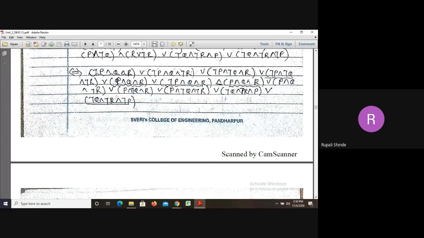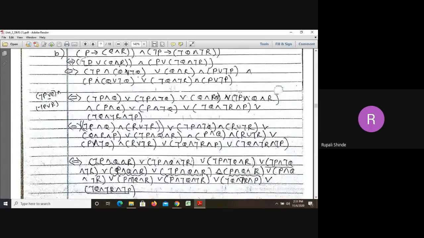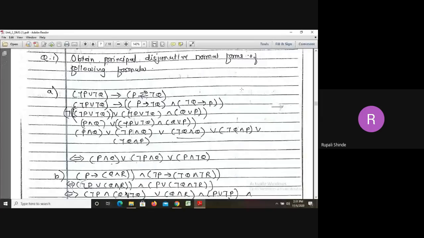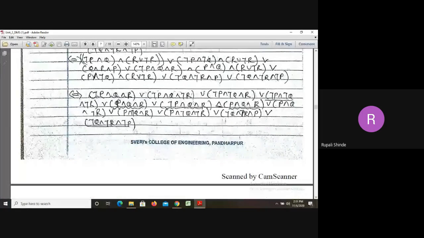So again we have to check whether there is any repetition of terms. Many terms are repeated here, like P and Q and R, so those terms we have to write only once. After cancellation of these repeated terms, we will get only 1, 2, 3, 4, 5, 6 terms. So this is the required PDNF for this given formula. This was quite a complicated example, so they may ask this example.